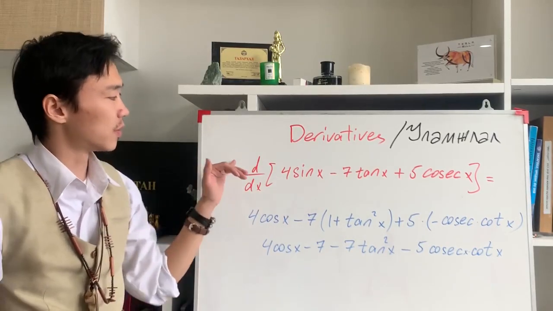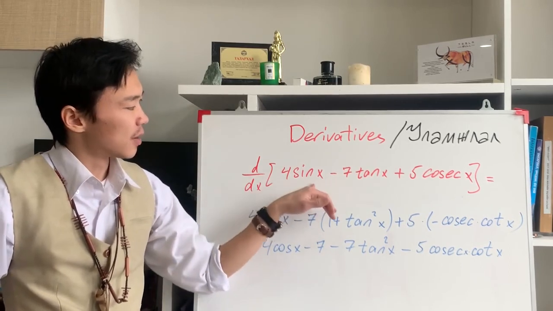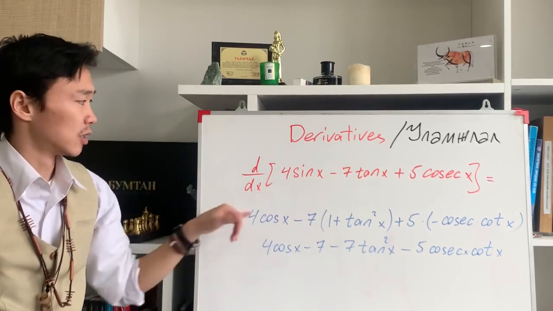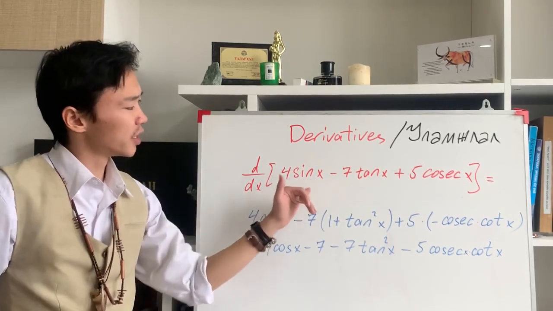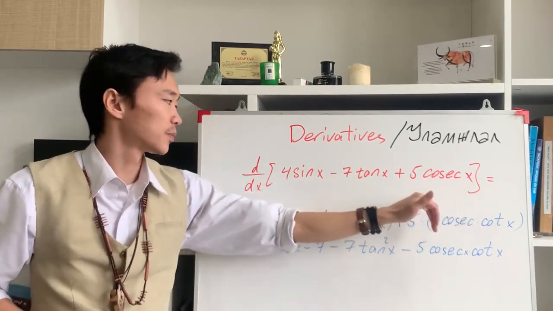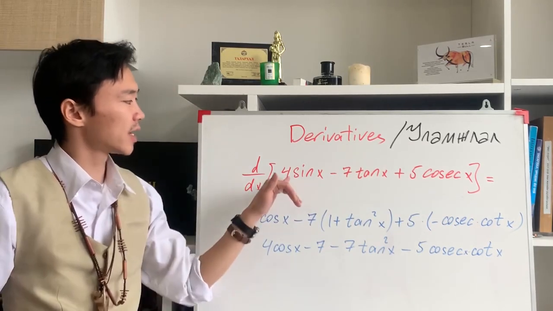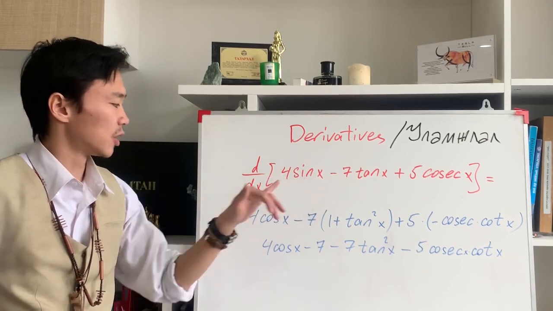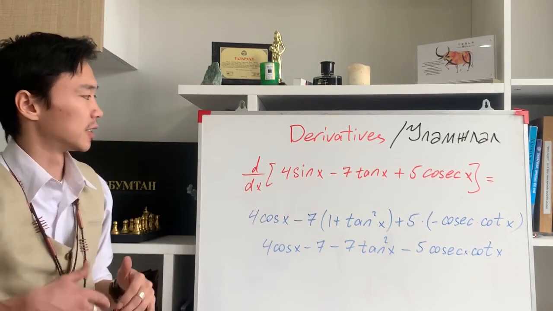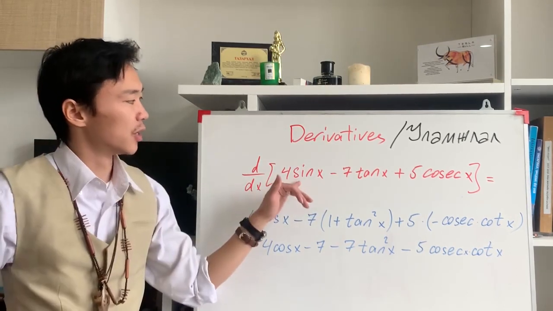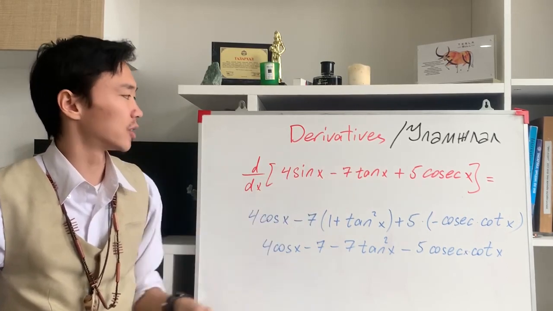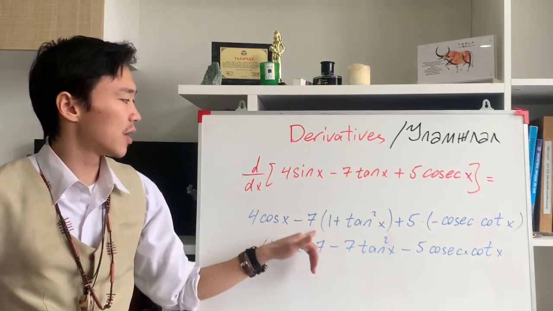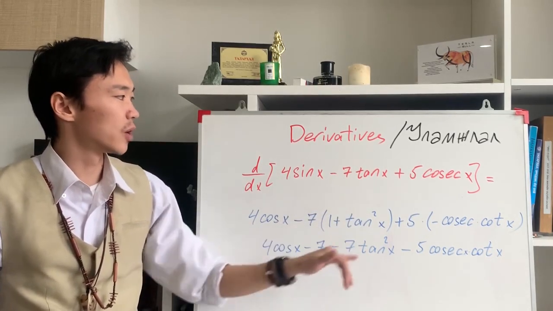So what about this one? What is the derivative of 4 sine x minus 7 tangent x plus 5 cosecant x? All we need to do is differentiate each one separately. So the derivative of 4 sine x will be 4 times the derivative of sine x, which is cosine x. And once we differentiate the sine, we need to differentiate the tangent. So the derivative of negative 7 tangent x is negative 7, 1 plus tangent squared.